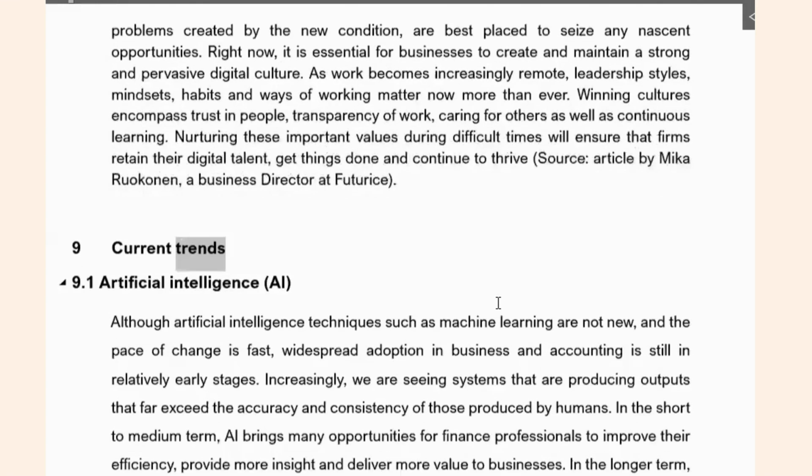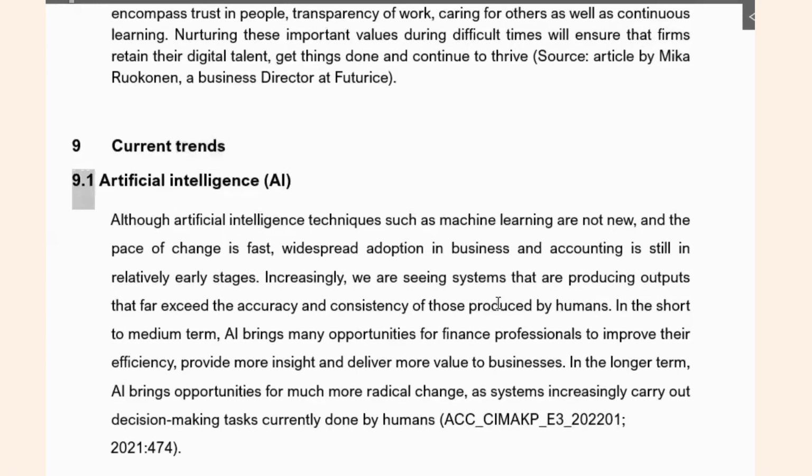9 Current Trends. 9.1 Artificial Intelligence, AI. Although artificial intelligence techniques such as machine learning are not new, and the pace of change is fast, widespread adoption in business and accounting is still in relatively early stages. Increasingly, we are seeing systems that are producing outputs that far exceed the accuracy and consistency of those produced by humans. In the short to medium term, AI brings many opportunities for finance professionals to improve their efficiency, provide more insight, and deliver more value to businesses.